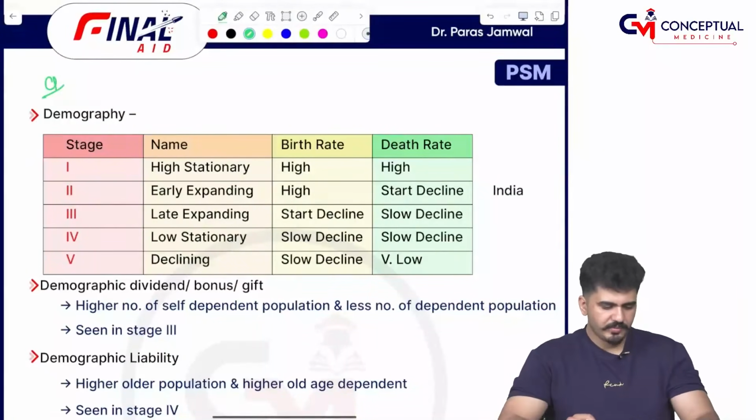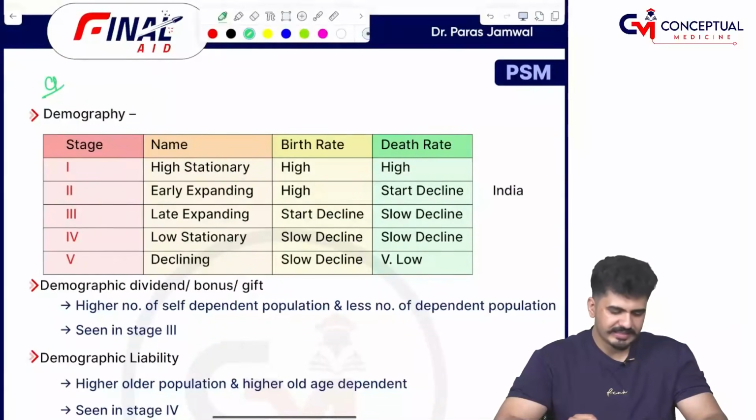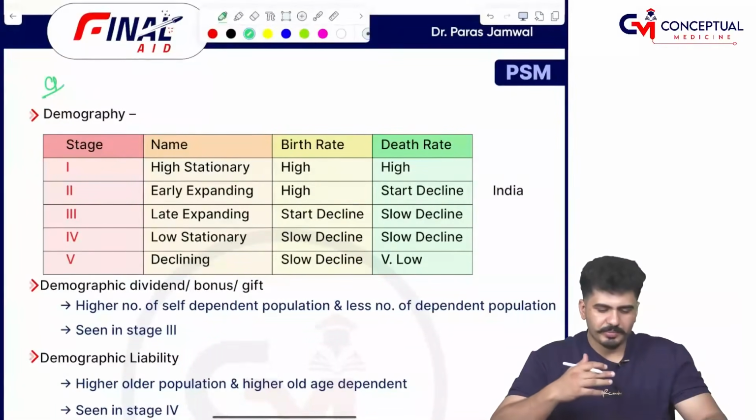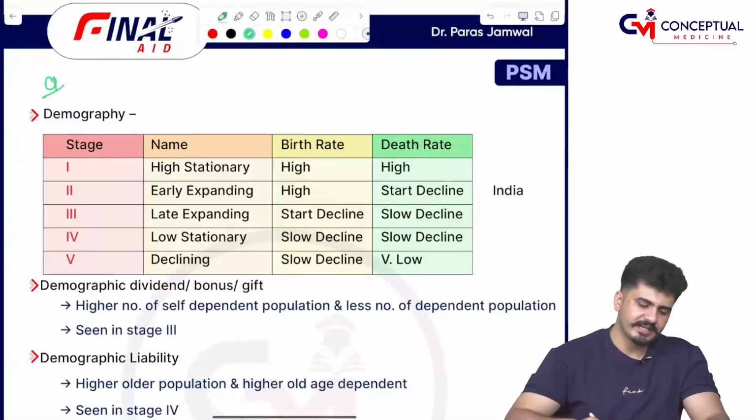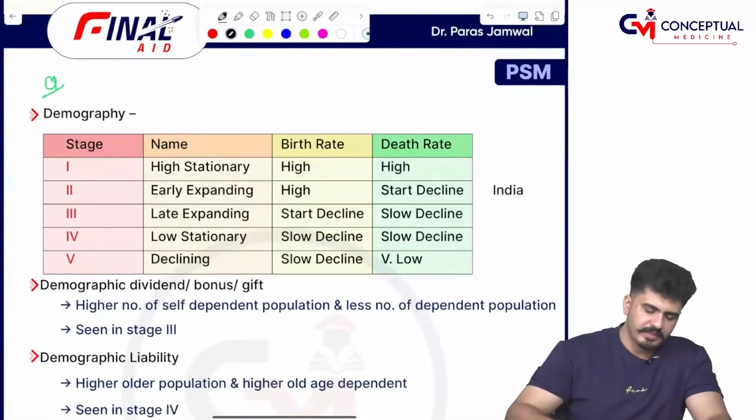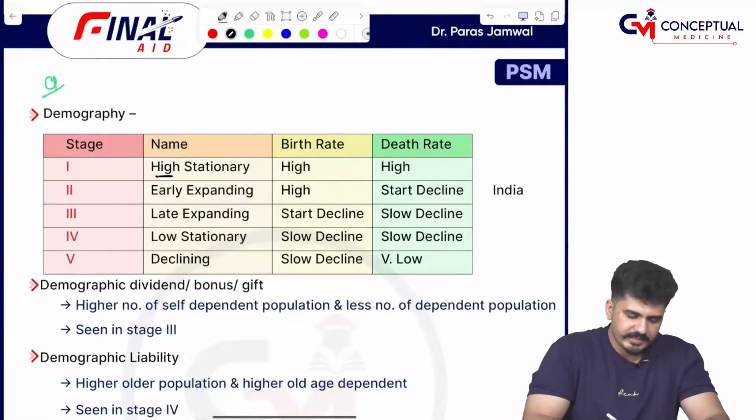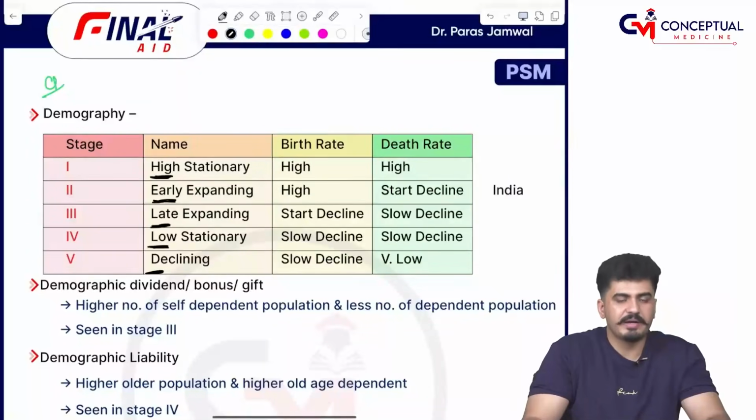Sir, stage 1, 2, 3, 4 and 5 stages. What are these stages? What happens to the birth rate? What happens to the death rate is again an exam question. Stage 1 is high stationary. Then stage 4 is low stationary. 5th is declining. And in this, early expanding and late expanding are there.